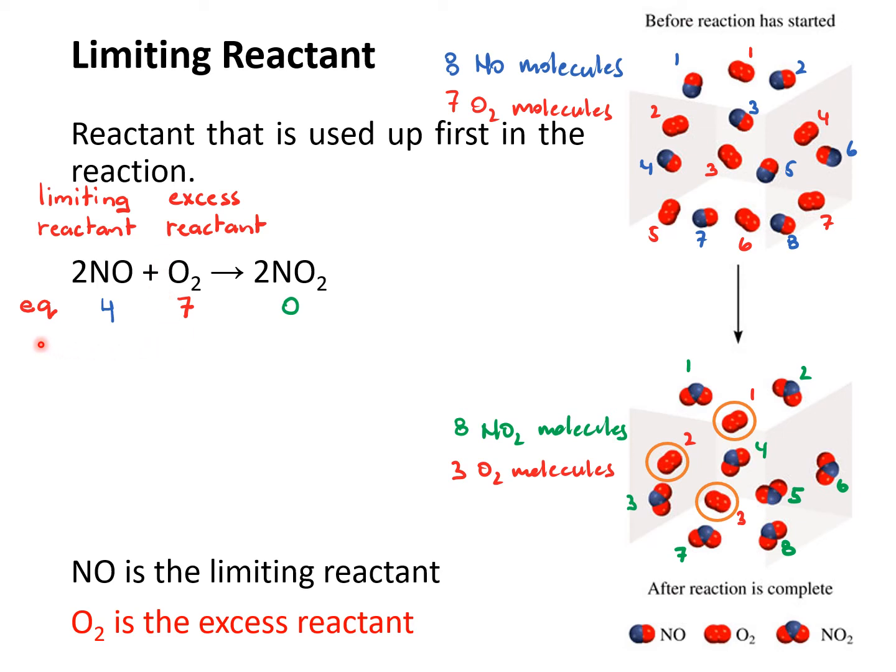And so we see that even though we have 8 molecules of NO and 7 molecules of O2, what we really have is 4 equivalents of NO and 7 equivalents of O2, which clearly shows us that NO is the limiting reactant, since we have the smallest number of equivalents.